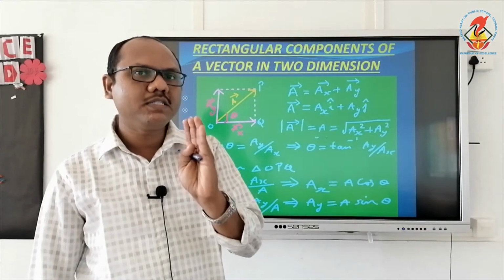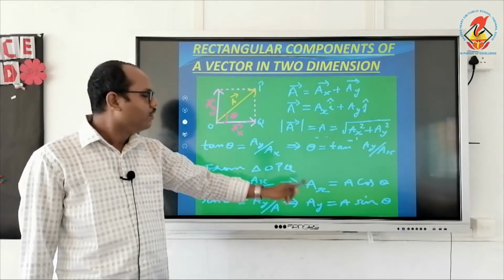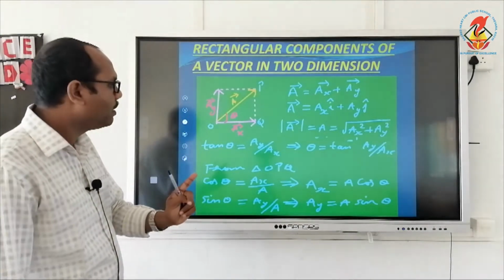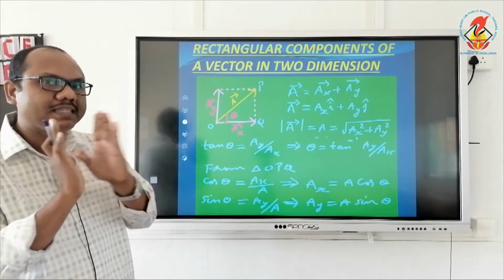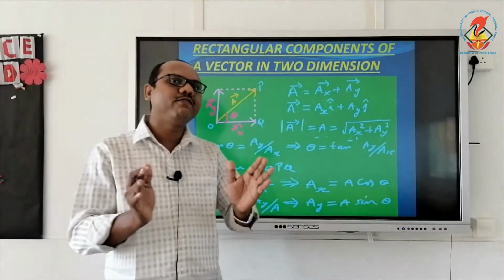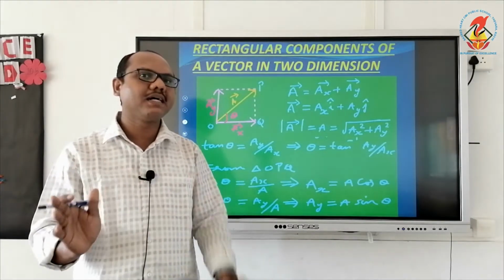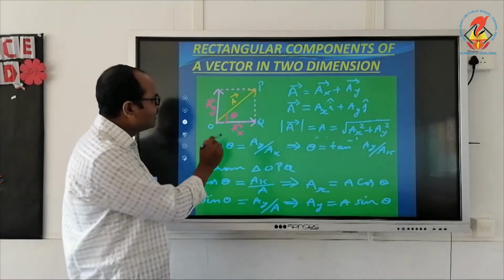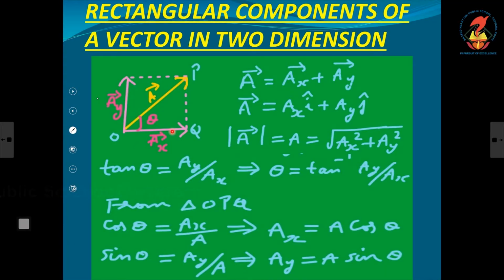Okay, so what I want to mention from these two expressions, listen to me very carefully: whenever a triangle is given or whenever a vector diagram is given, and if I mark an angle, say theta, in the vector diagram, then the side adjacent to that angle is the cos component and the side opposite to that angle is the sin component.